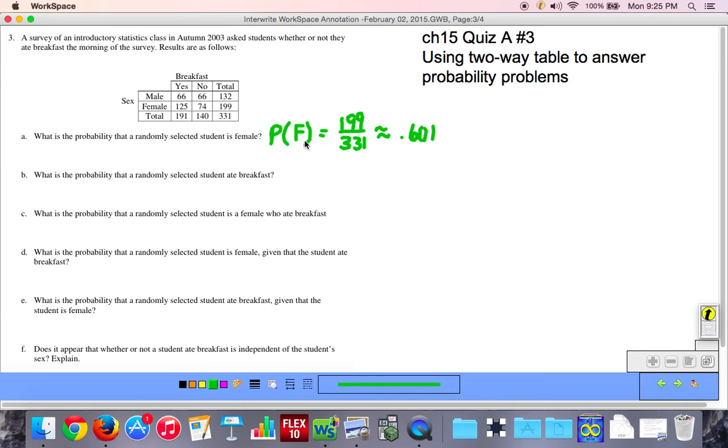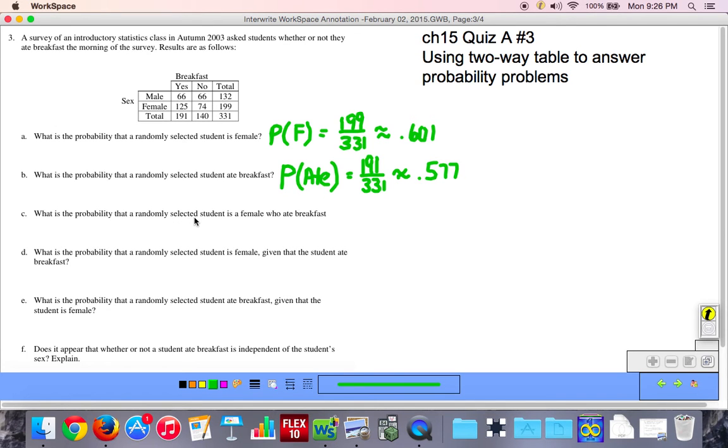Moving on, what is the probability that a randomly selected student ate breakfast? Again, this is a very simple probability. The probability that they ate breakfast, we'll just go with ATE for ate breakfast, would be 191 out of a total of 331 people, which is approximately 0.577 or 57.7% of the students ate breakfast.